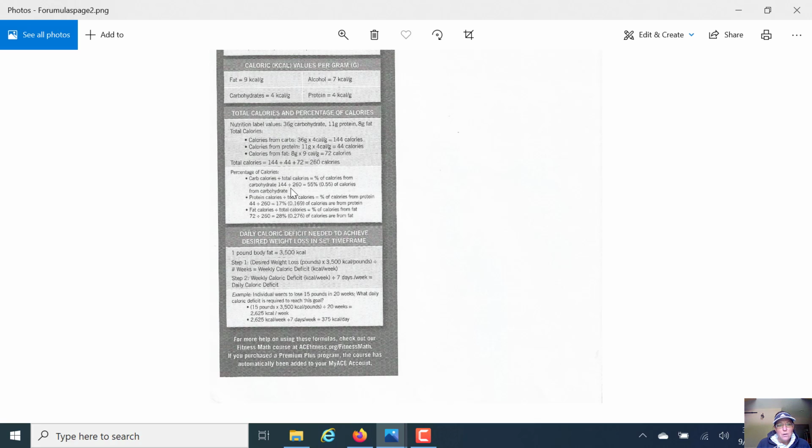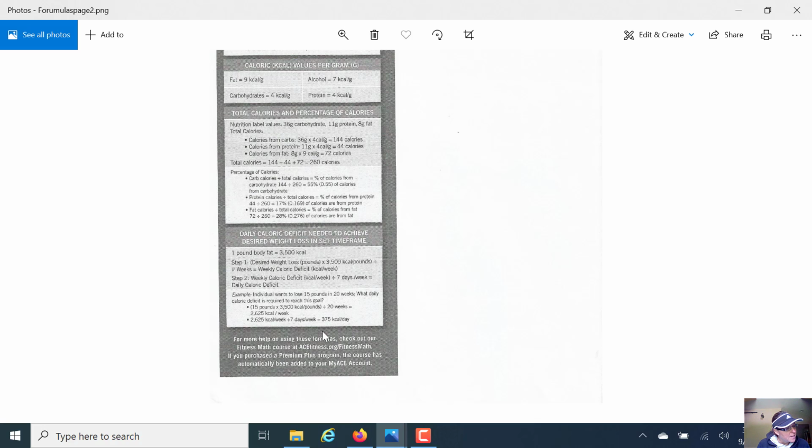The next portion is how to calculate the percentage of total calories coming from carb, protein, or fat, which I talked a little bit about in the nutrition PowerPoint presentation. But first things first, you have to change grams into calories by multiplying by either 4 or 9. Then you simply take that calorie number and divide it by the total calories that was in either that food item or the meal, or if you're doing it for a whole day, you would divide by the total calories for the day.